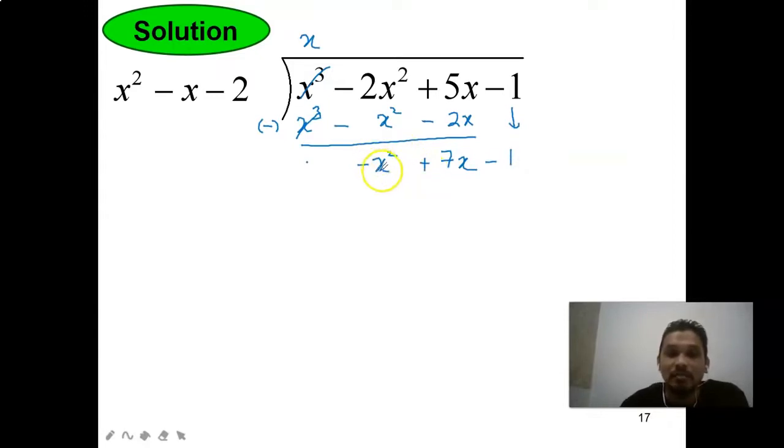And now let's compare negative x squared with an x squared. So negative x squared divided by x squared, minus 1. Again, try. Negative 1 multiplied with x squared, negative x squared. Then negative 1 times negative x, plus x, and negative 1 times negative 2, plus 2.